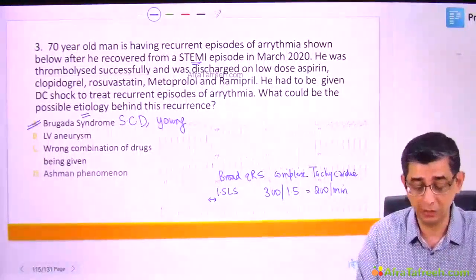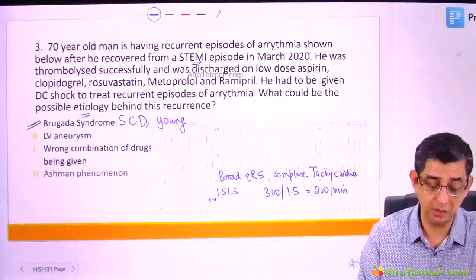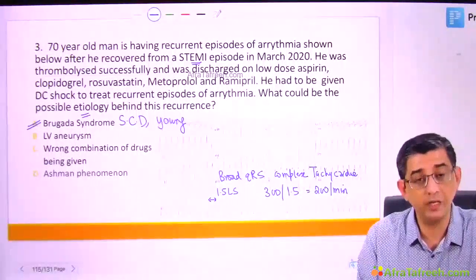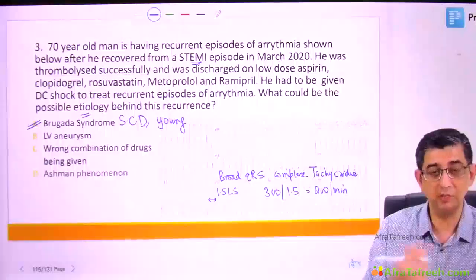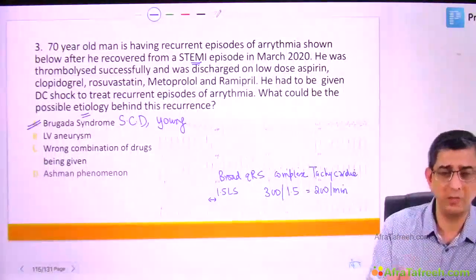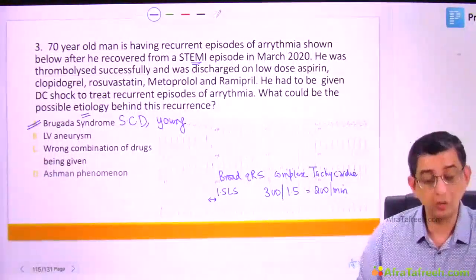So Brugada syndrome is going to be a disease encountered in the young population. It's not going to be a 70-year-old man who's already had a cardiac event. I mean, it does not make sense to make two diagnoses in a single guy. No? If a patient is having a presentation, it's going to be a single diagnosis only. So I've ruled out Brugada.